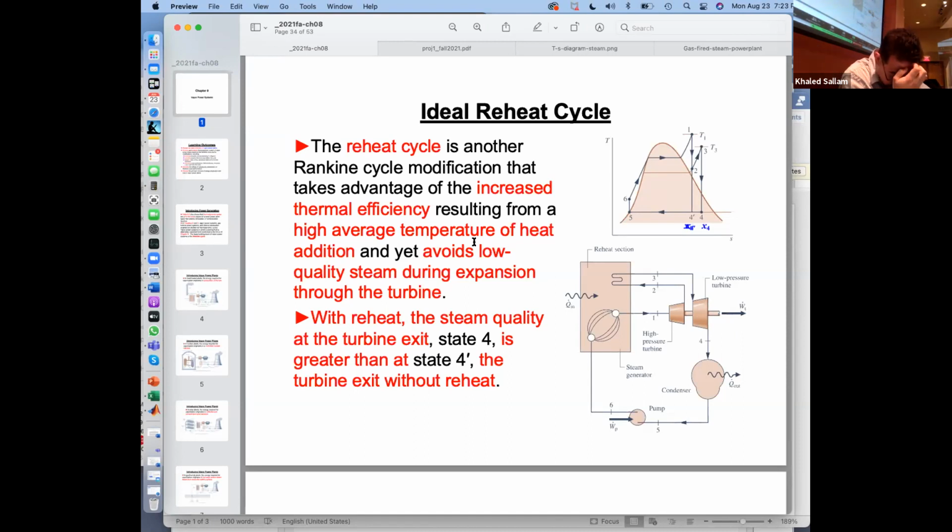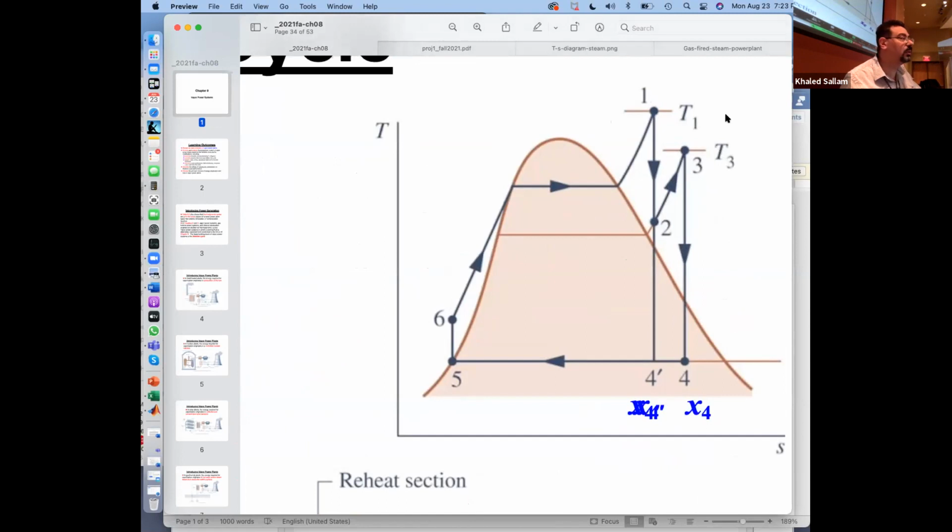All right, so let's start again. You can see here is the reheat cycle. You see how it goes from 1 to 2 in the high pressure turbine, and then it goes back again to reheat from 2 to 3. But it didn't go all the way up.